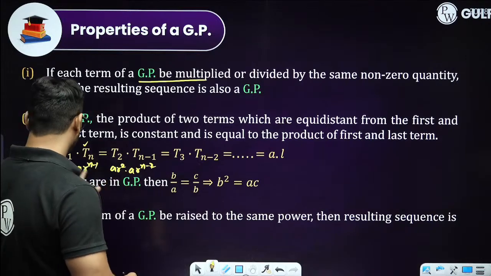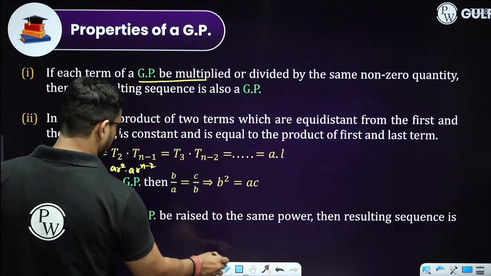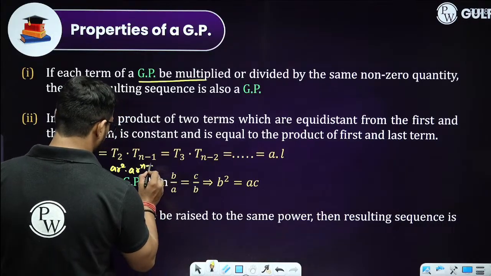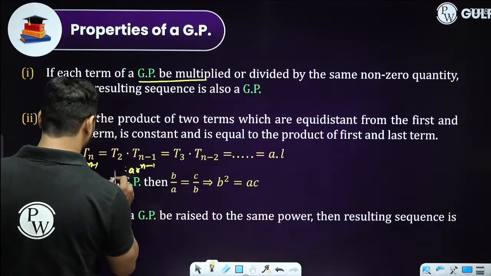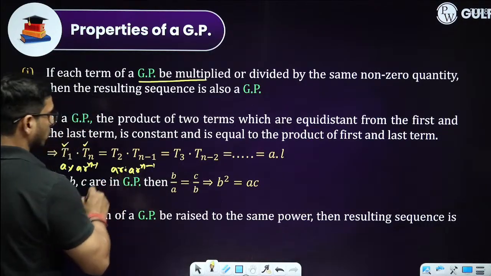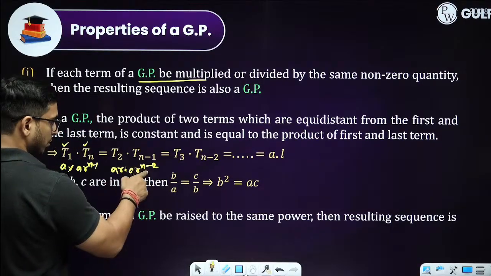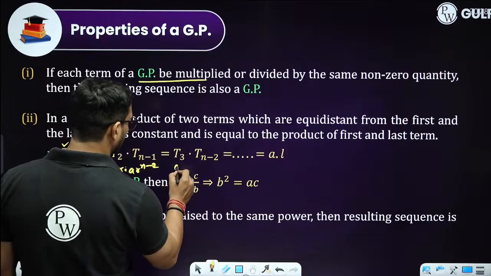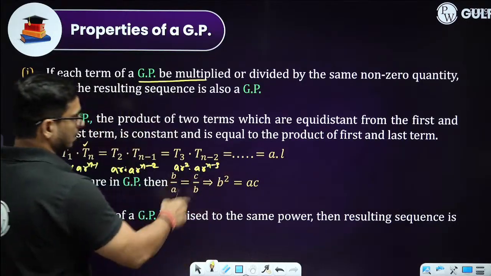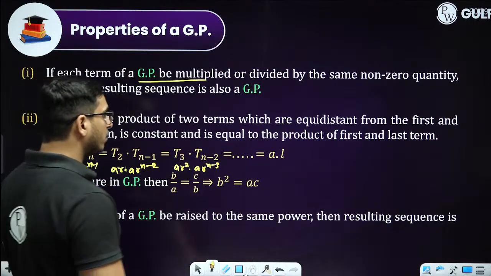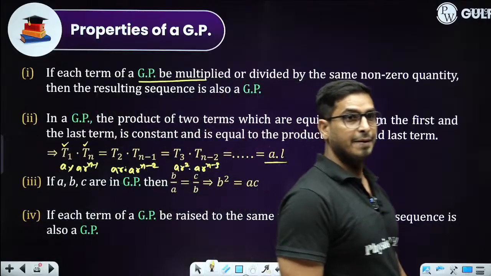Here also, this is A square r to the power n minus 1. T2 is AR, so AR into AR to the power n minus 2. When you multiply, you will get the same thing. T3 is AR square into A r to the power n minus 3. Same. You will always get A into L. Correct?